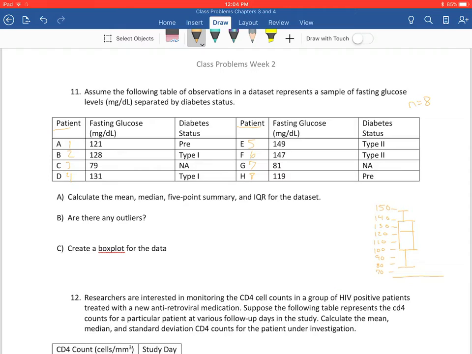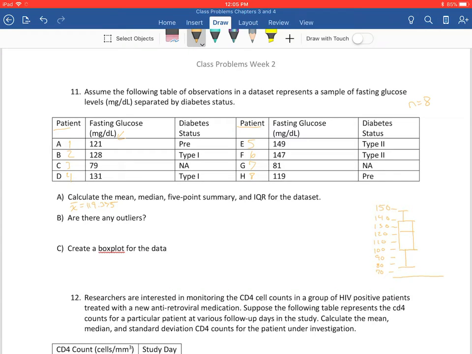Alright, next thing we're going to do is calculate the mean, median, and 5-point summary for a data set here. So going a little quicker, we're going to calculate the mean. We're looking at the fasting glucose levels here, and we're going to add them all up and get our sum, and then divide our sum by 8, and you're going to get your x bar. Like I said, I'm going to go a little quicker with this kind of stuff because we've already done averages in the previous video. You're going to get a mean of 119.375.